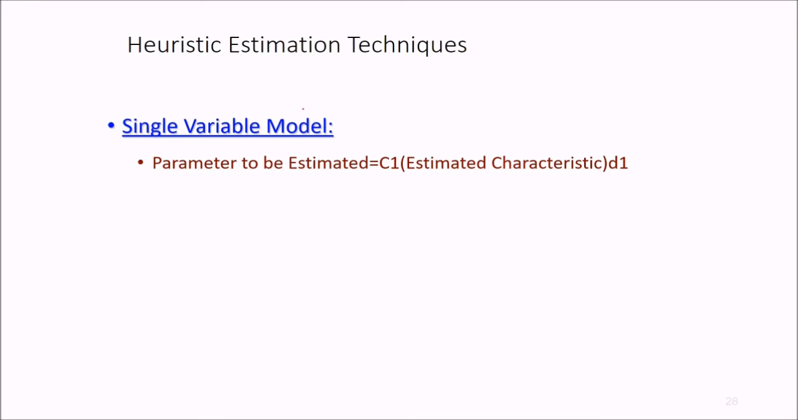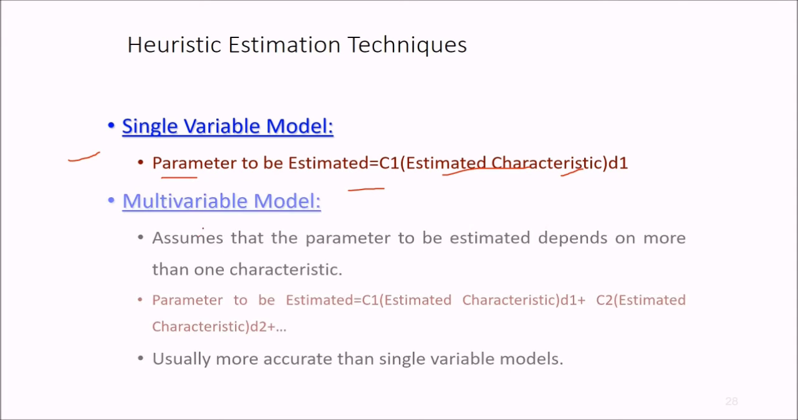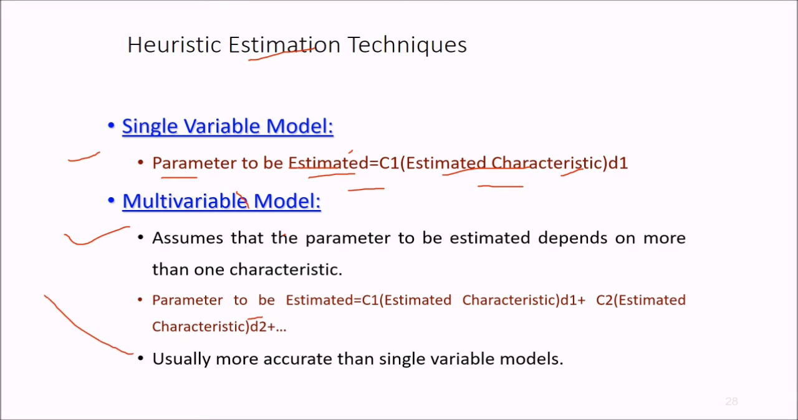Then comes the heuristic estimation techniques. What are heuristic estimation techniques? As I suggested, if we have a single variable model, then we can estimate a parameter as some estimated characteristic multiplied by a constant. This is a single variable model. We can also have a multi-variable model, in which we assume that the parameter to be estimated depends on more than one characteristic. So the parameter to be estimated can be something like C1 times the estimated characteristic plus C2 times another estimated characteristic, and so on. This is most of the time better than the single variable models.